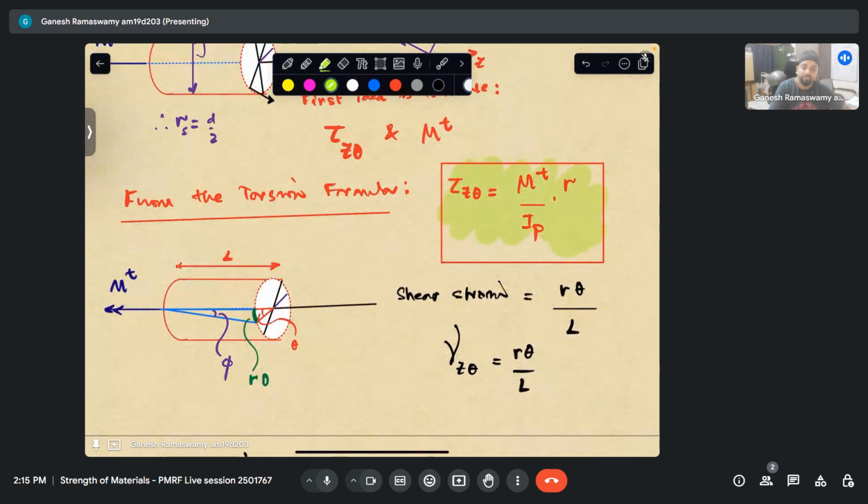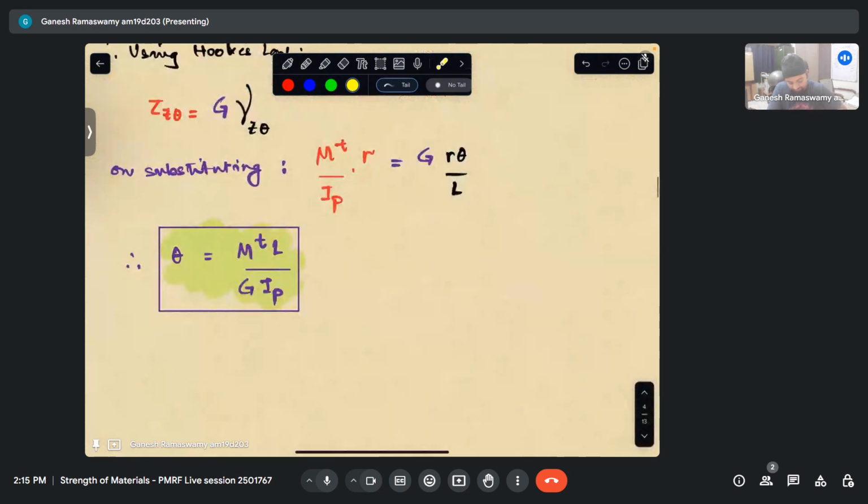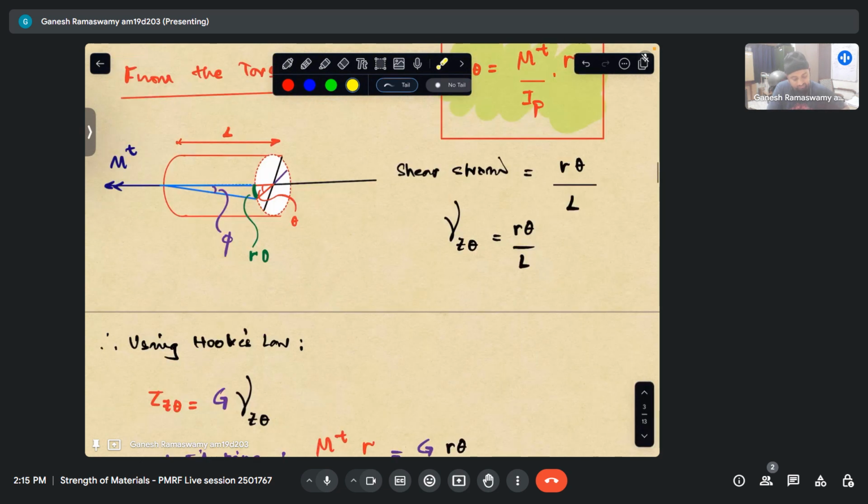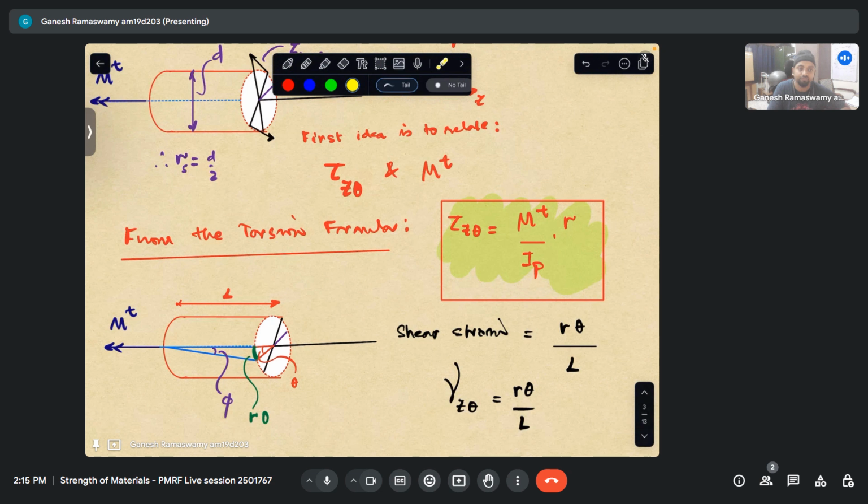So similar to an axial member where we were able to relate sigma axial is equal to P by A and delta axial, that is change in the length, is equal to PL by AE. Similarly, for a shaft in torsion, we have been able to relate tau is equal to mt by IP into R, and theta is equal to mt L by G IP. So these are the two fundamental quantities that we want to find out for anything.